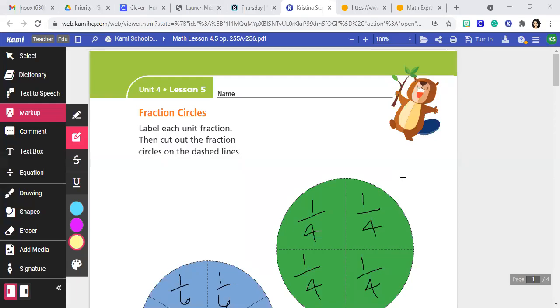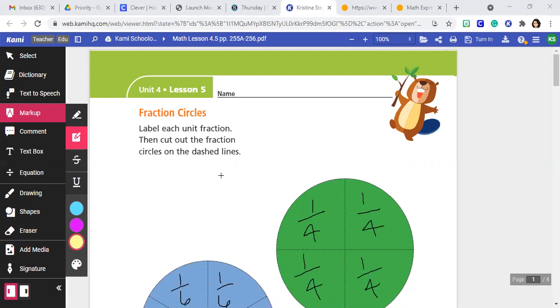Hello, third graders. This is Math Expressions 2018 edition, Unit 4, Lesson 5 video lesson. The pages that you need for this lesson are 255A through 256.